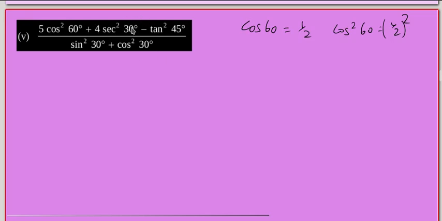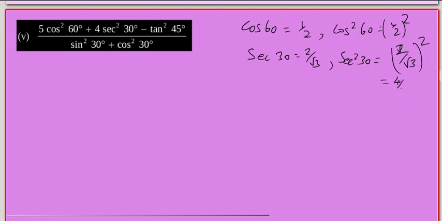Next is secant square 30. First let me write secant 30. Secant 30 is 2 by root 3. So secant square 30 is 2 by root 3 the whole square. If we take square on both the sides, we will get 4 by 3. Root 3 the whole square becomes 3, 2 square becomes 4, so we will get 4 by 3.